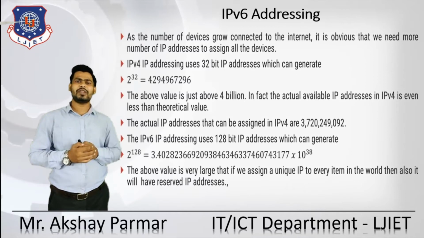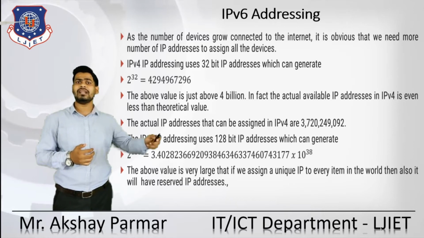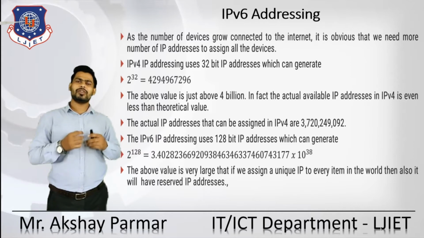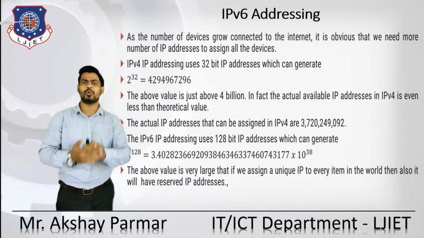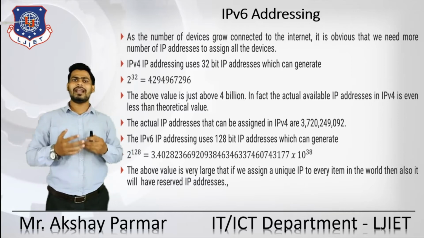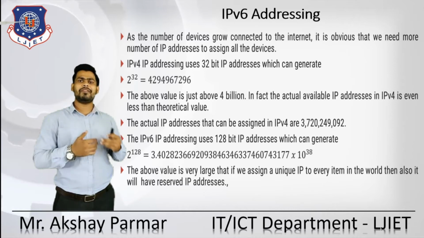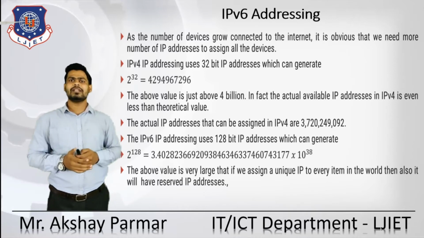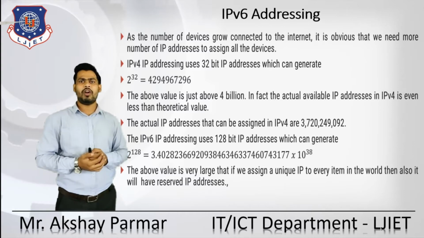As the number of devices connected to the internet grows, it is obvious that we need more IP addresses to assign to all of the objects. Whenever we have a large number of devices, we need to assign IP addresses to those devices. For that kind of requirement, we need a large number of IP addresses, and IPv4 is not capable of that. That's why Internet Protocol version 6 evolved.